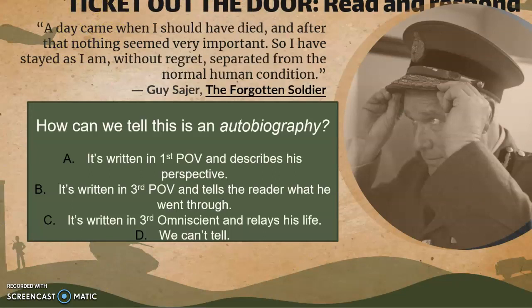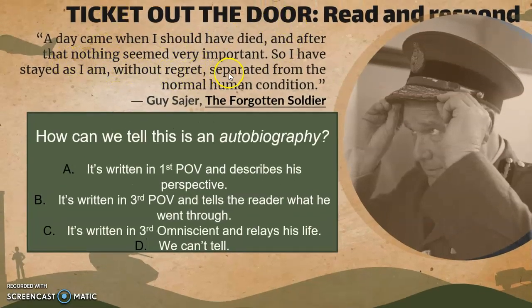Ticket out the door: a day came when I should have died, and after that nothing seemed very important. So I've stayed as I am without regret, separated from the normal human condition. This is from Guy Sajer, The Forgotten Soldier. How can we tell this is an autobiography? Would it be A, it's written in first person and describes his perspective. B, it's written in third person perspective and tells the reader what he went through. C, it's written in third omniscient and relays his life, or D, we can't tell. It's going to be the first one. Typically, if it is an autobiography, it's written in the first person perspective, and you see a lot of pronoun usage. You'll see a lot of I's being used, me, and they're referring to themselves.